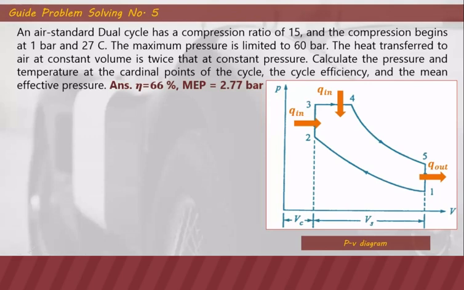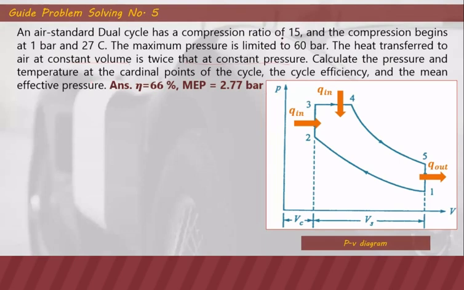Guided problem solving number 5. An air standard dual cycle has a compression ratio of 15, and compression begins at 1 bar at 27 degrees Celsius. The maximum pressure is limited to 60 bar. Heat transferred at constant volume is twice the heat transfer at constant pressure. Calculate the pressure and temperature at the cardinal points of the cycle, the cycle efficiency, and the mean effective pressure.